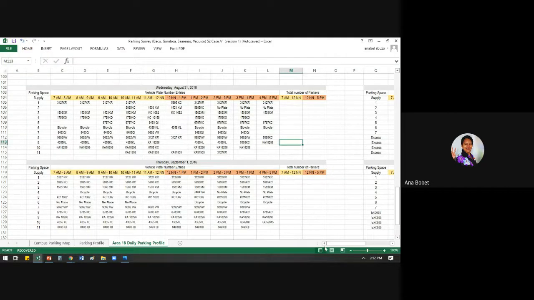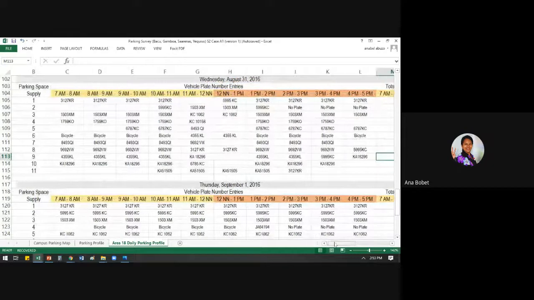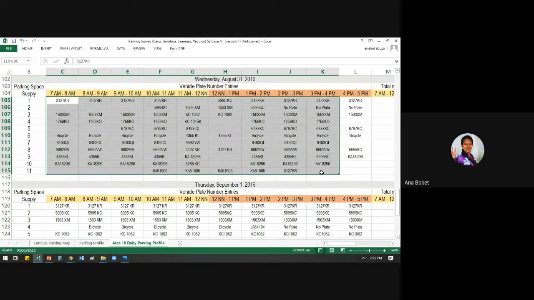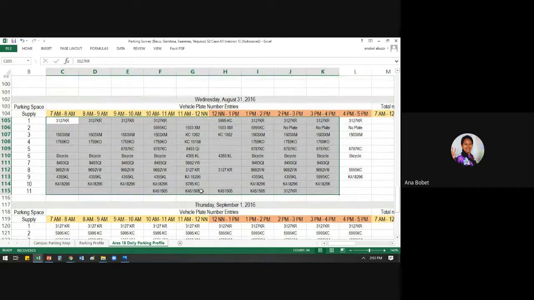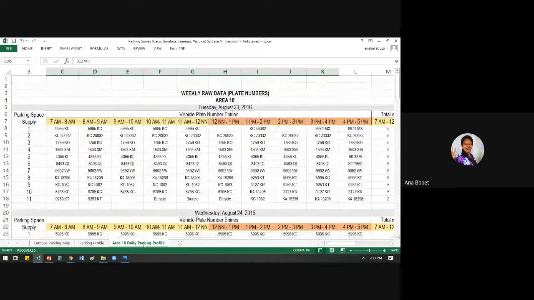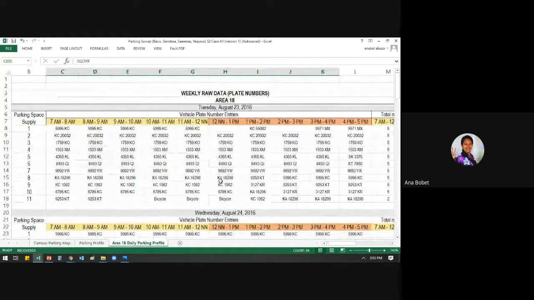Okay, so this is data from a few years ago. This is the data supply, with bays 1 to 11, and the plate numbers observed. But this is a parking lot, parking lot 18. In the parking profile, 18 is motorcycle, so it's only motorcycles, no problem.